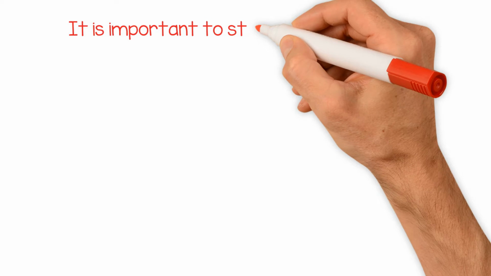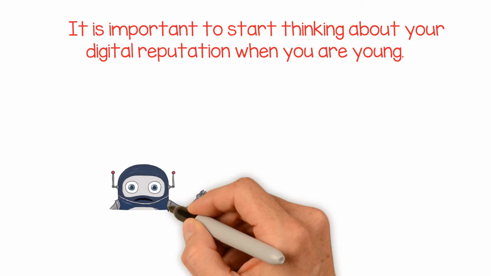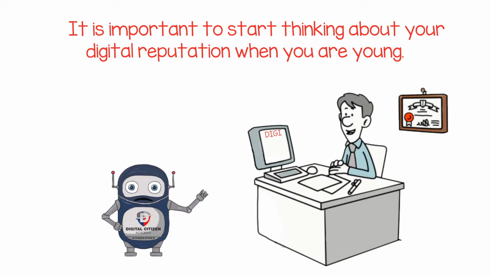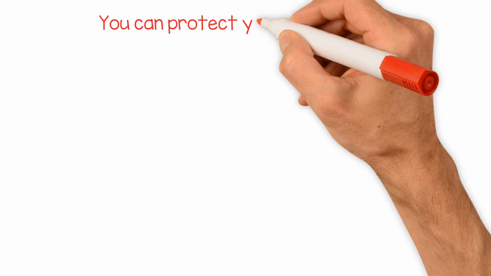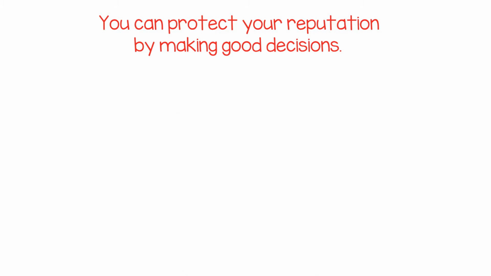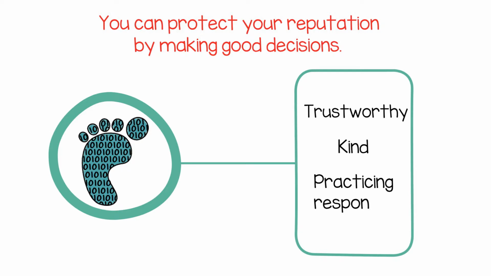It is important to start thinking about your digital reputation when you are young. When your name is searched by employers, colleges, family, friends, or people you don't know, think about what you want them to see. You can protect your reputation by making good decisions. Being trustworthy, kind, and practicing responsible posting are all ways to protect your digital reputation.